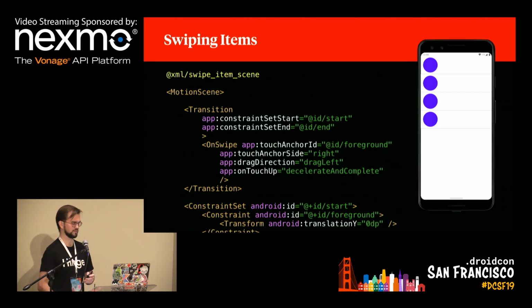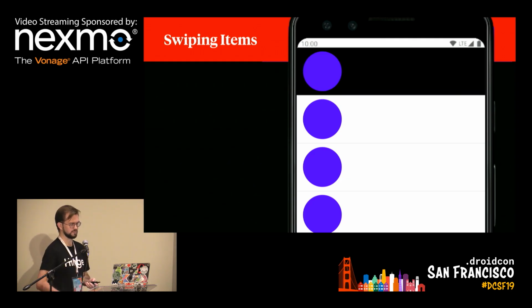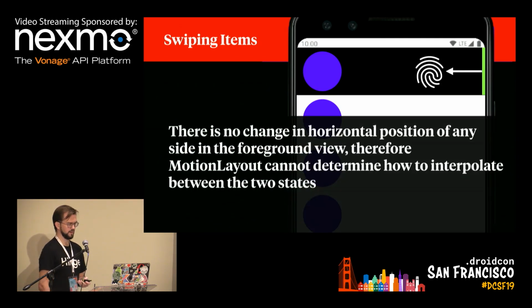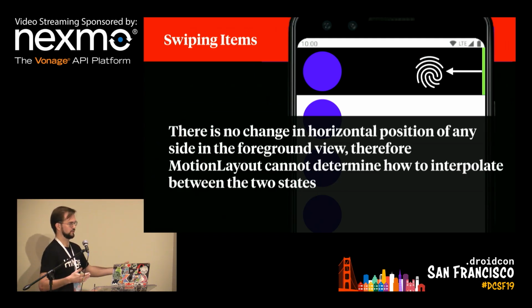So in order to fix this, I'm going to drill into the actual layout. I'm going to color this black to make it a little bit easier to see what I'm doing here. There's no change in horizontal position of any side in the foreground view because it is match parent. MotionLayout can't calculate any kind of differential distance between the sides of the motion layout as the view holder and the actual element inside of it. So it can't move, so it can't translate, so it just says, I don't know what to do.